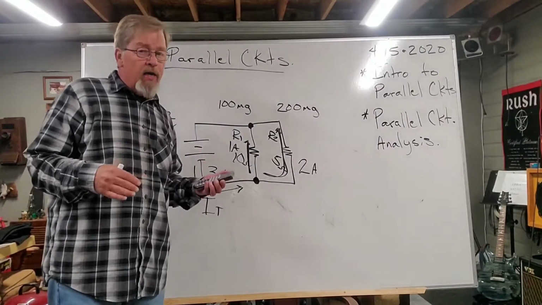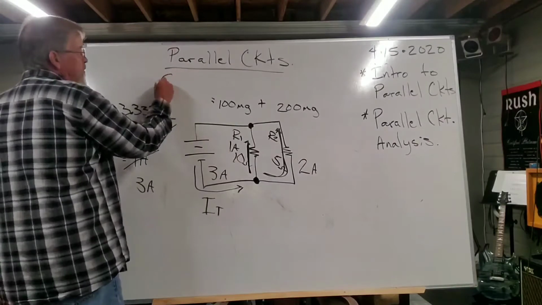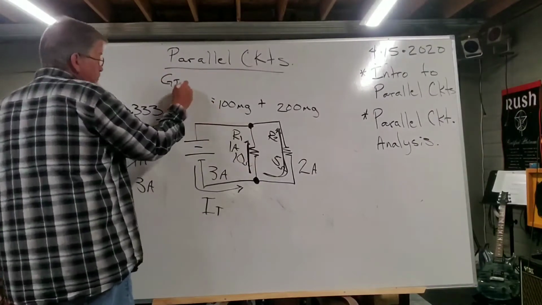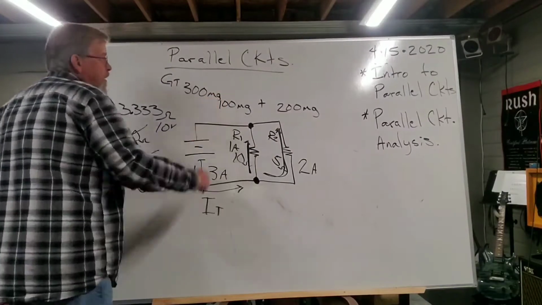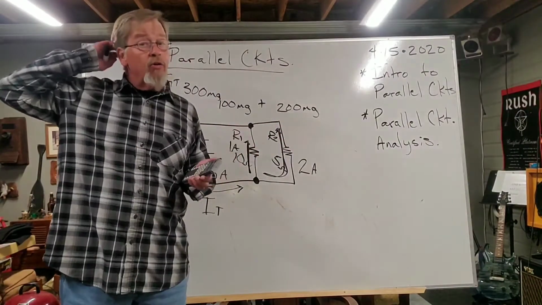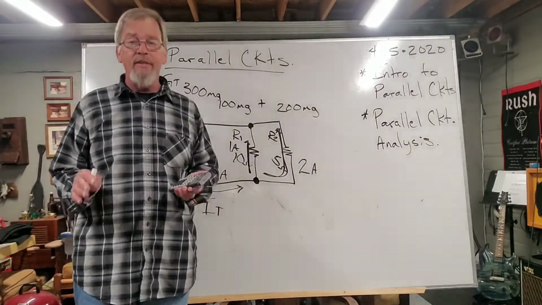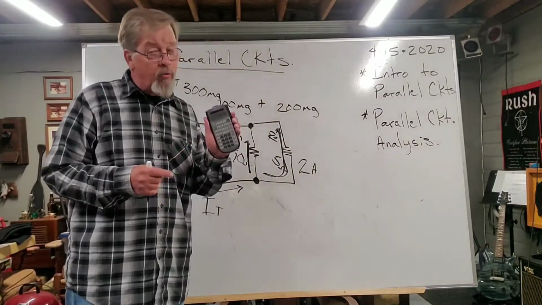And so in parallels, we're actually adding conductances. So we're going to add this together to give me a total conductance that's equal to 300 millisiemens. 100 millisiemens plus 200 millisiemens gives me the 300 millisiemens. Now this is total conductance. I don't want total conductance. I need total resistance. So how do we convert conductance back into resistance? Well, we hit the 1 over X key. I told you the 1 over X key is your buddy.